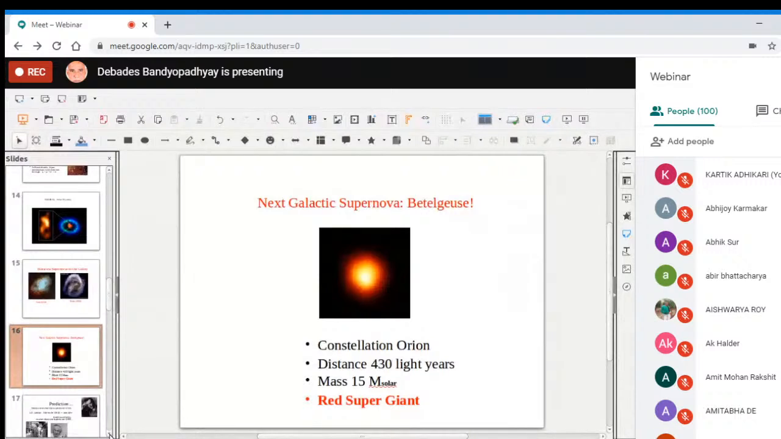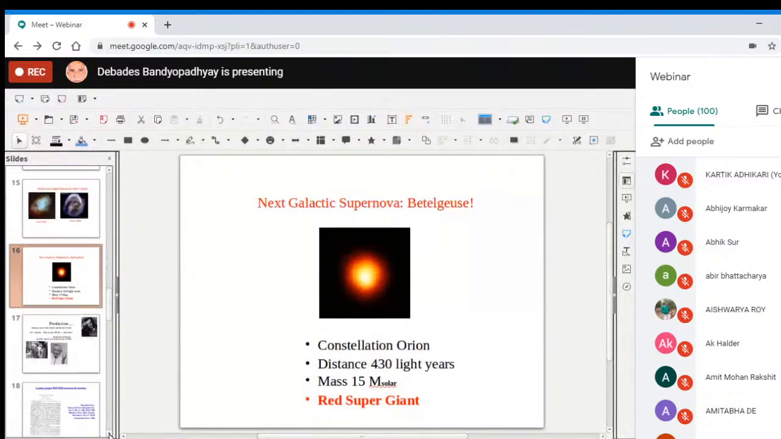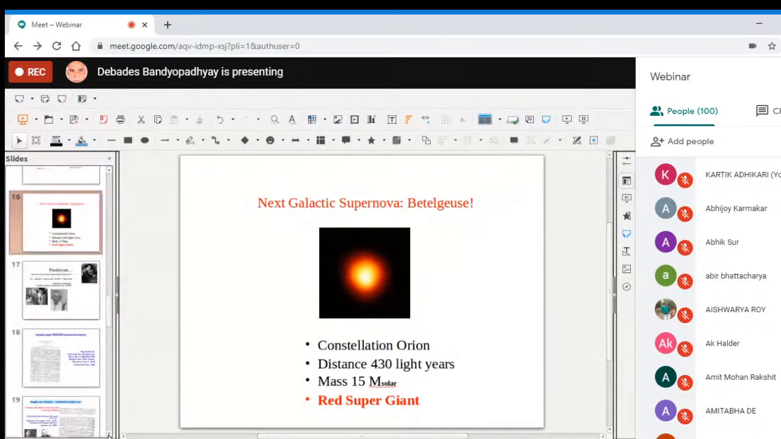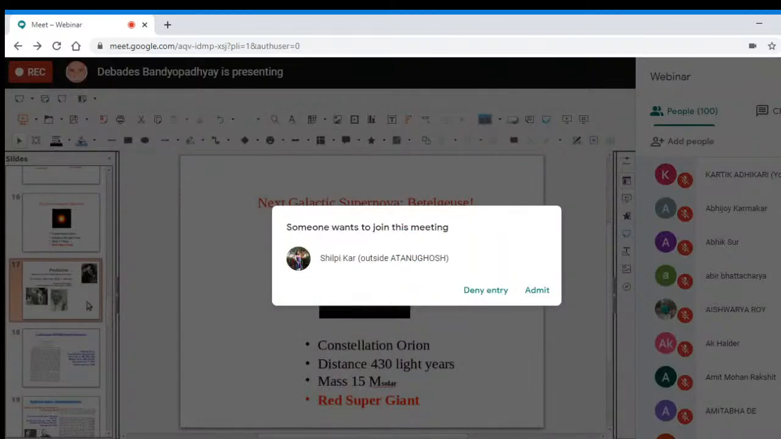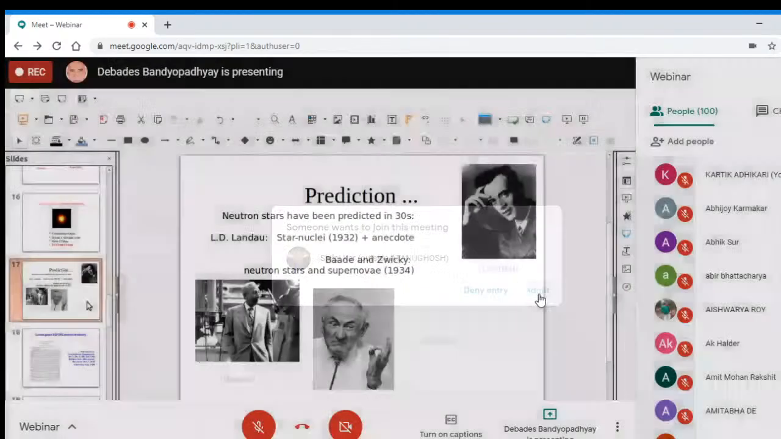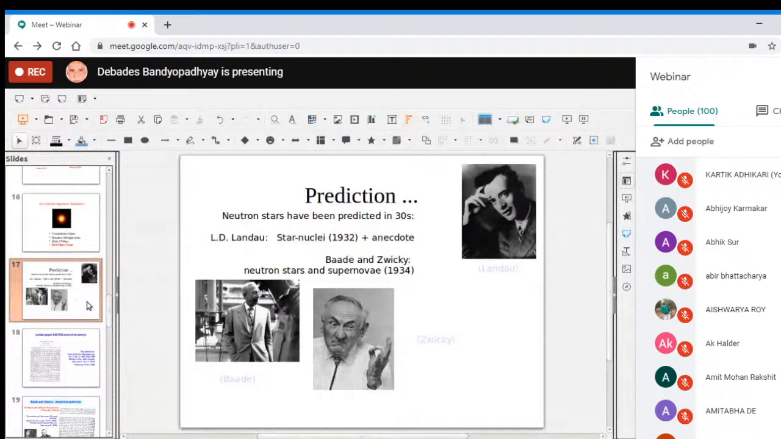Now with this, I come to this neutron star business. This is more or less about my supernova things. I come to these neutron star things. So here you can see some of the visionaries who actually talked about a neutron star before the discovery of a neutron star by astronomers.